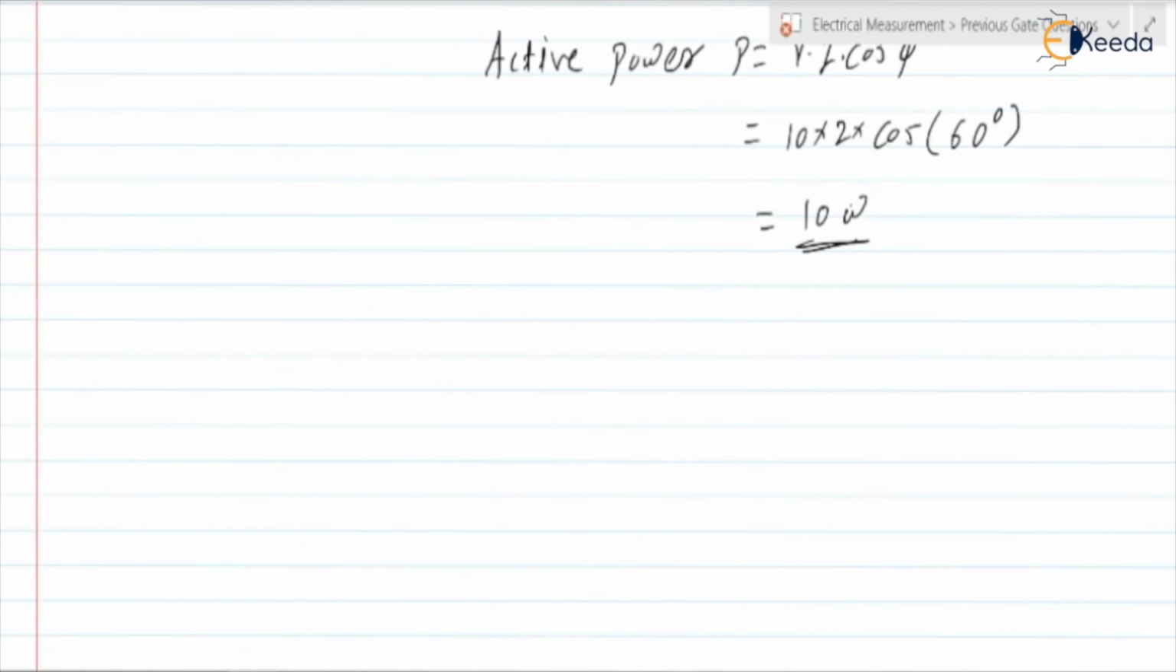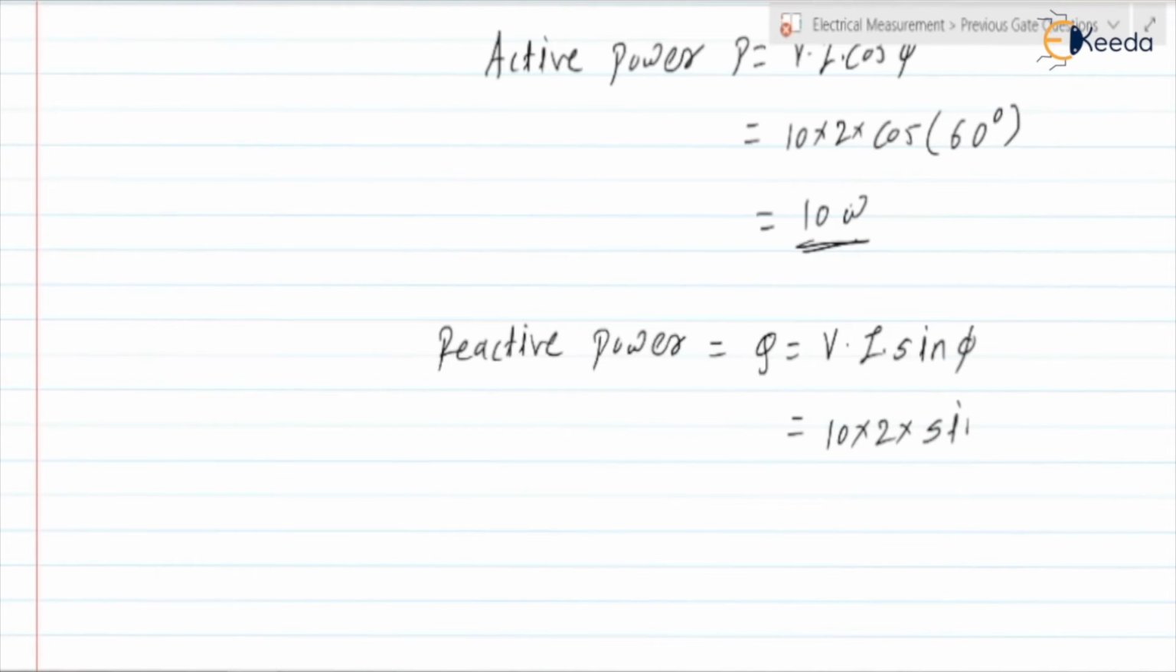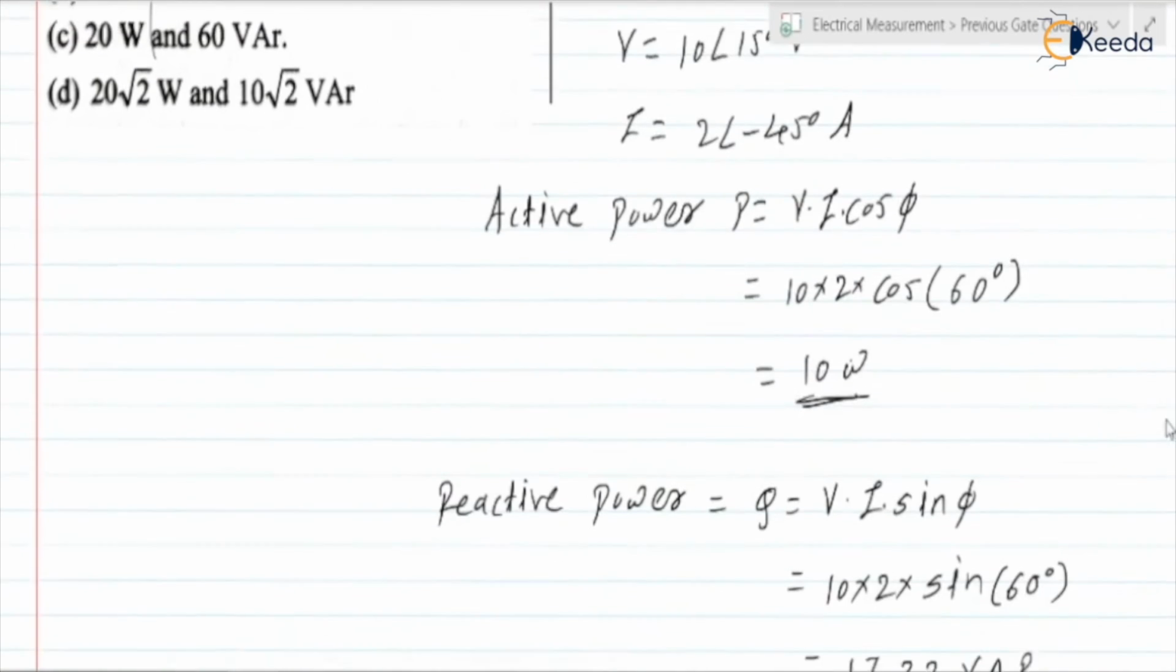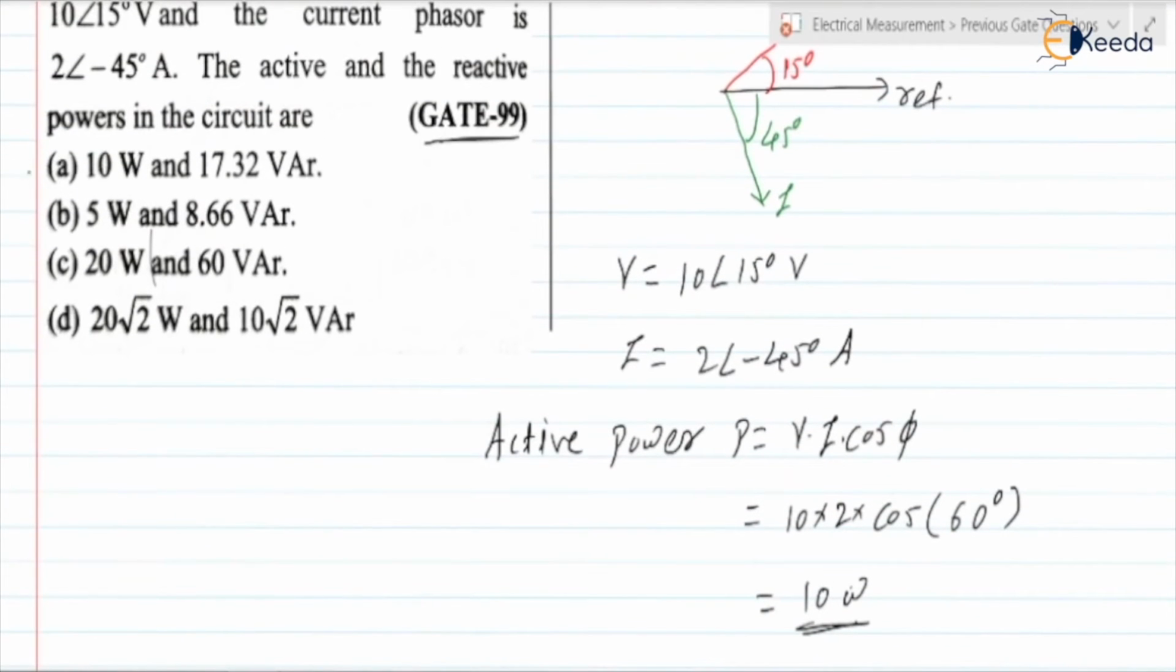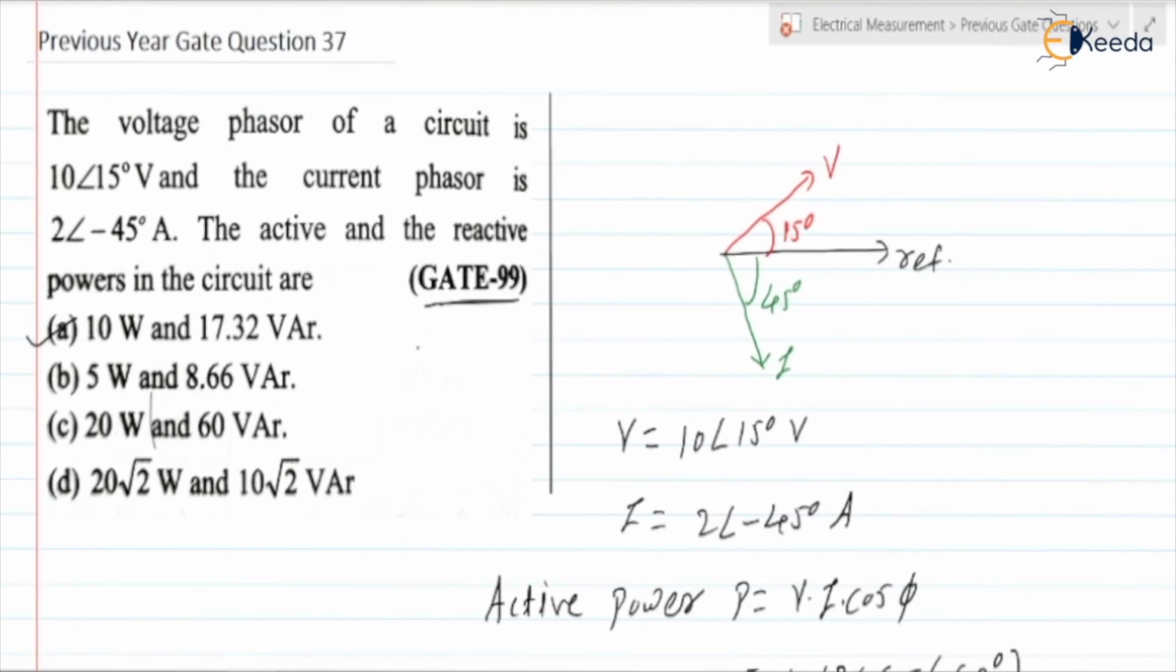Next we can find the reactive power, which is Q is equal to V into I into sin phi. It is 10 into 2 into sine of 60 degree. So if you check, this will be equal to 17.32 volt ampere reactive. So 10 watt and 17.32 volt ampere reactive. So the correct option is option A, right? So friends, this is about the previous year GATE question number 37.